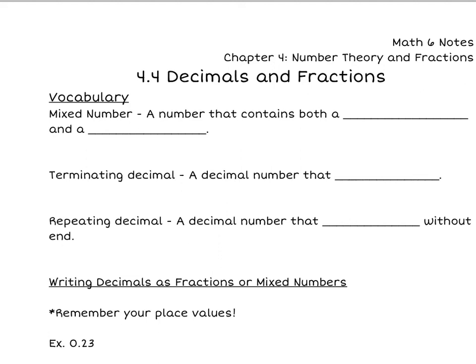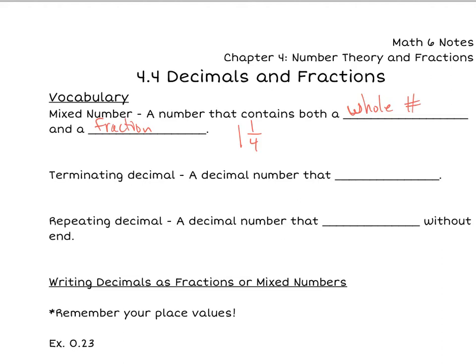So we're just doing decimals and fractions here, and it's converting between the two. A mixed number is a number that contains both a whole number and a fraction. So that's something like 1 1/4. It has a whole number and a fraction. We call that a mixed number. That shouldn't be new to you.